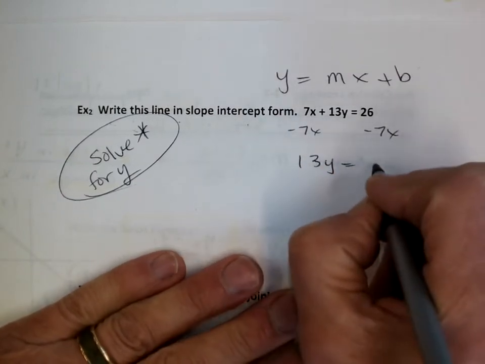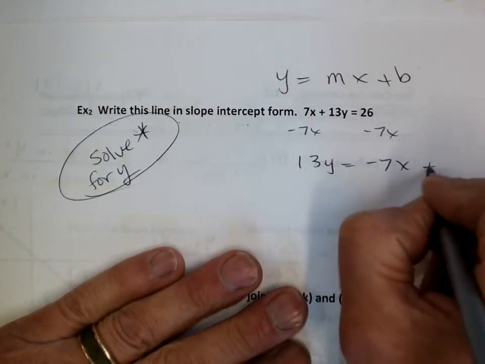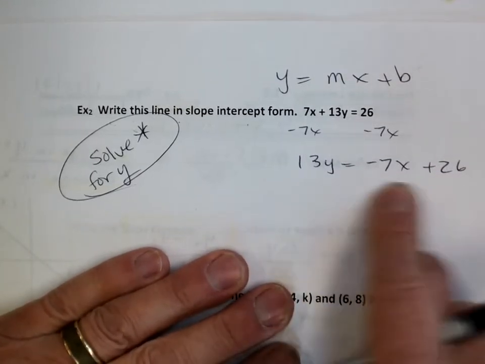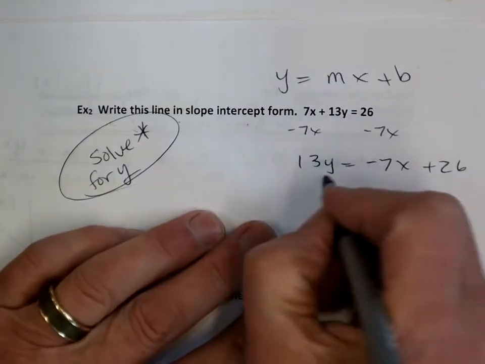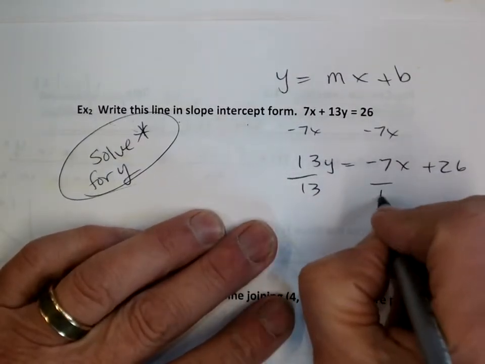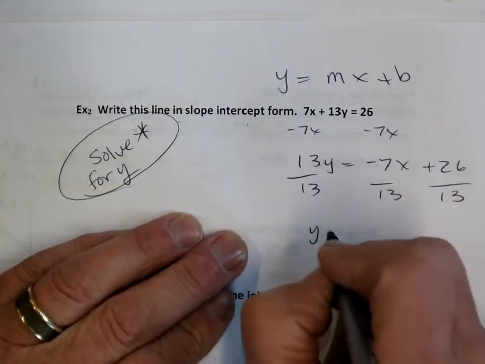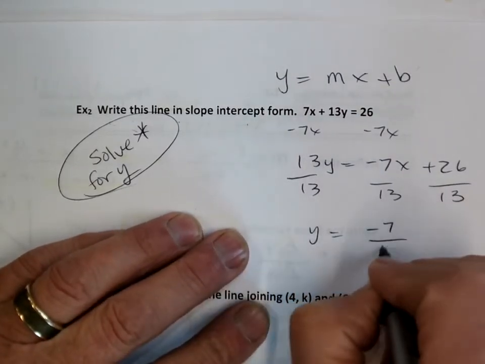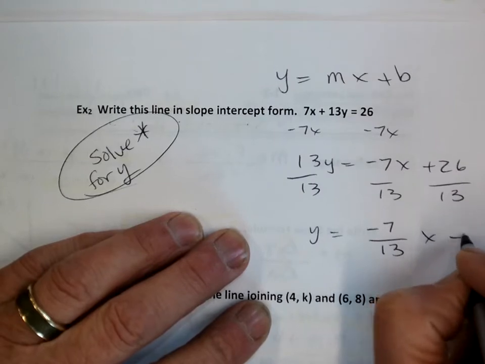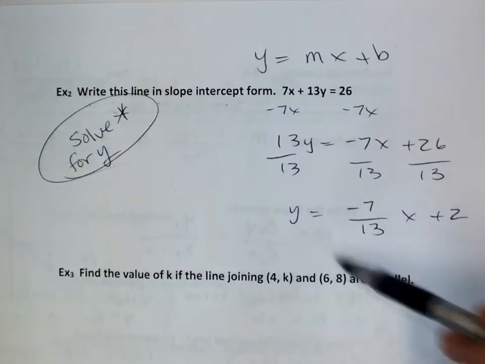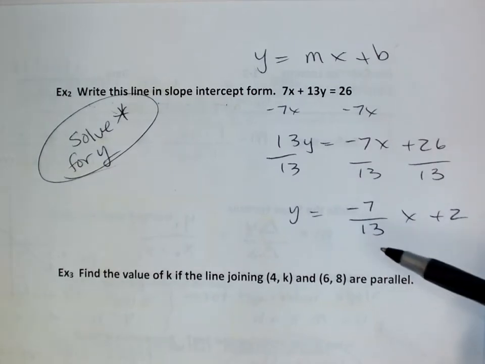13y equals negative 7x plus 26, right? You can't add those because that's an x and that's a number. Can't add them, so it's got to be that. Divide by 13. I'll have y equals negative 7/13 x plus 2, okay? And just keep that as a fraction. You can make it a decimal, but that's just a much better form, okay?